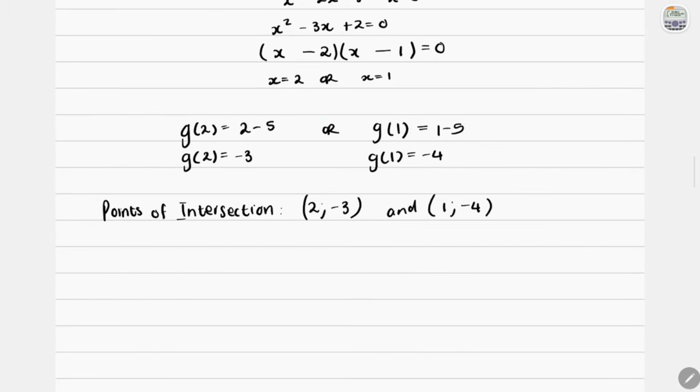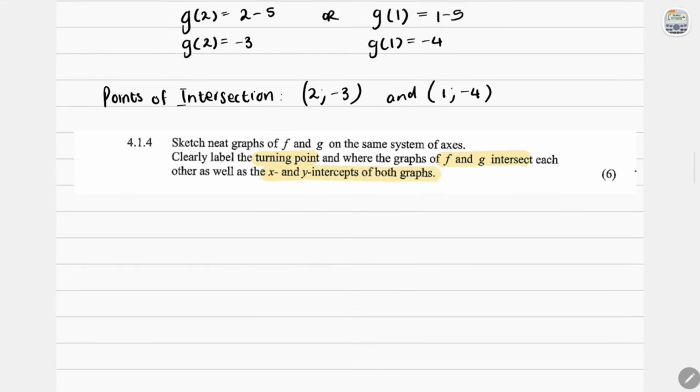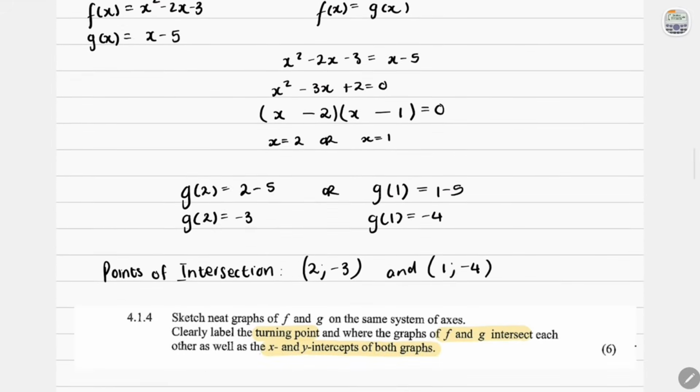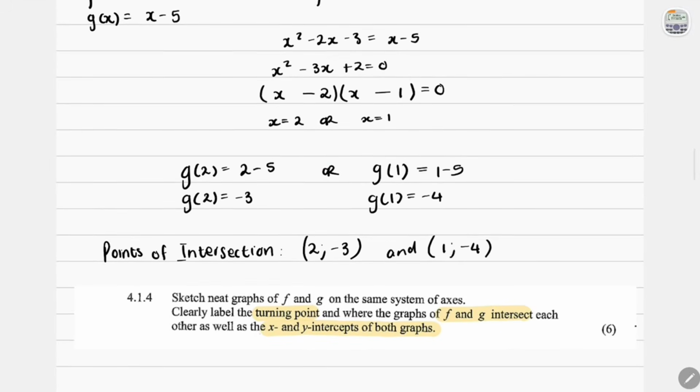Moving on to the next question. Question 4.1.4 says, sketch neat graphs of f and g on the same system of axes and then clearly label the turning point and where the graphs of f and g intersect each other, as well as the x-intercept and the y-intercept of both graphs. I'm just going to assume that one of the intercepts probably happen at this point of intersection, but we'll see.